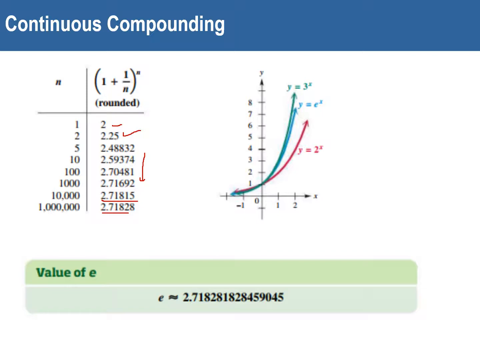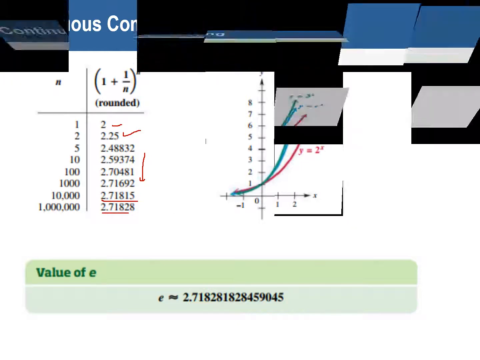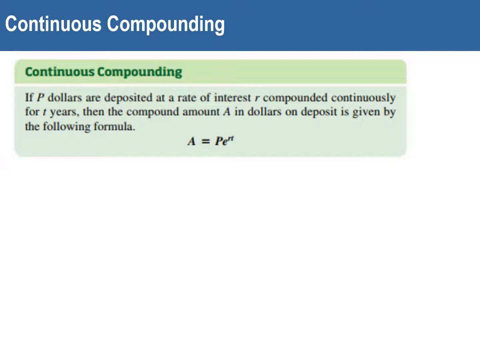e is a very special number that appears naturally, and it's approximately equal to 2.71828, and so on. It's too much for us to write, so we're just going to abbreviate it e. And you see that e to the x is somewhere between 2 to the x and 3 to the x, much closer to 3 to the x. When you compound continuously, A is equal to P e to the rt.